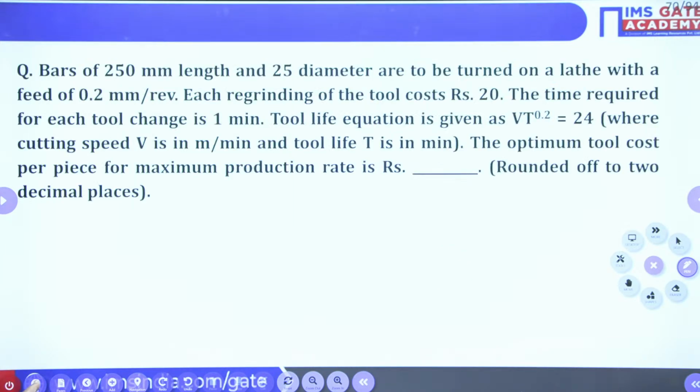Next is another question. Have a look at this question. I'll be back in a minute.